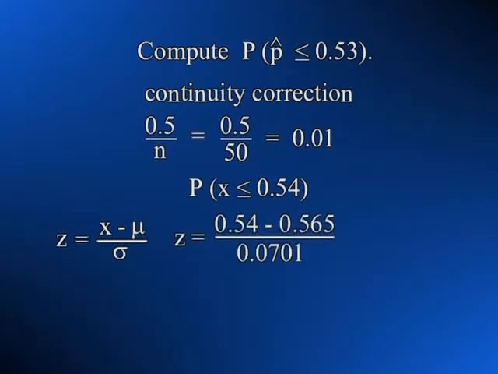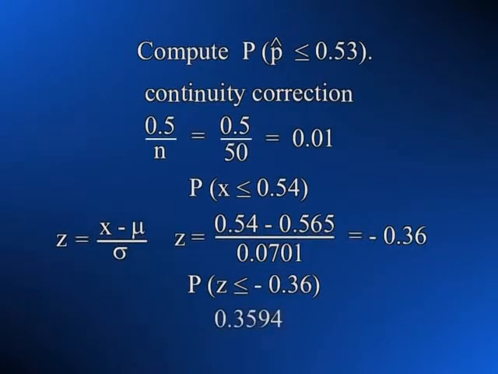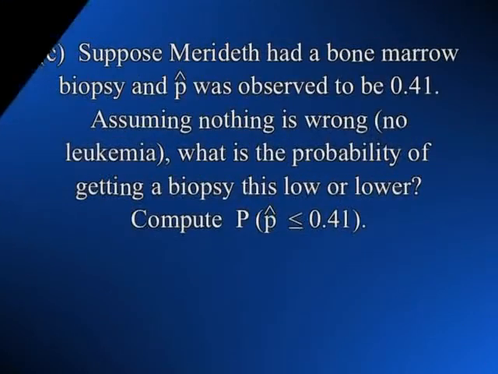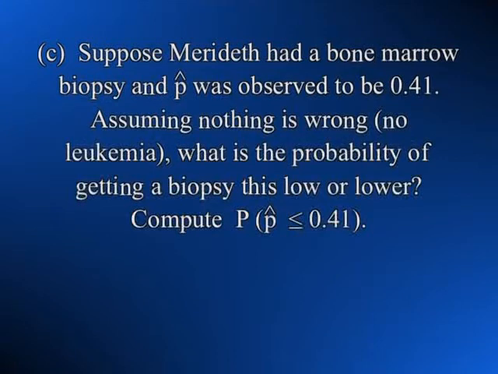Here we know that x is 0.54, and we know the mean and standard deviation. We pop the information in, and we find that the z value is negative 0.36. Now we want to find the probability that z is less than or equal to negative 0.36. We use the table, and we find the probability to be 0.3594. Now, we're going to interpret this in just a little bit, but let's go to the C part first.